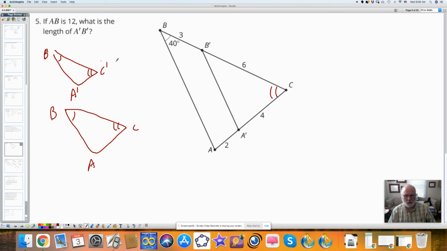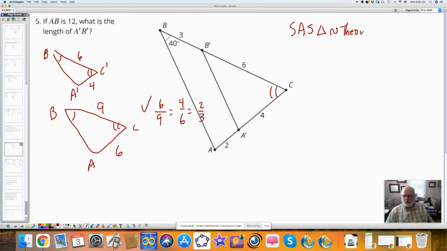Are the sides proportional? Well, this long leg side is 9, and this one is 6. And on the short one, this is 6, and this is 4. So is 6 is to 9 the same as 4 is to 6? Yes, that's 2/3. So the sides are proportional, and the angles are congruent. So by the side-angle-side triangle similarity theorem, the two triangles are similar.